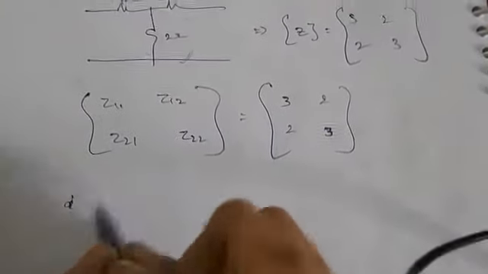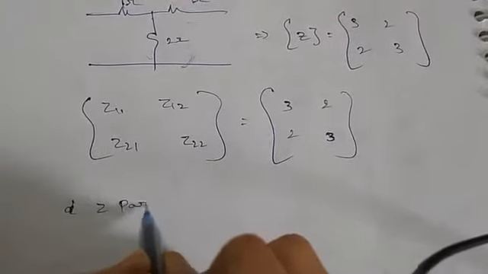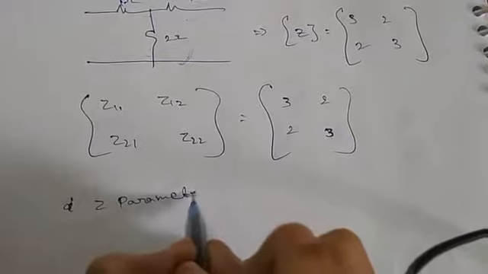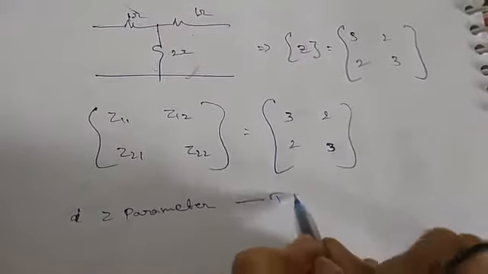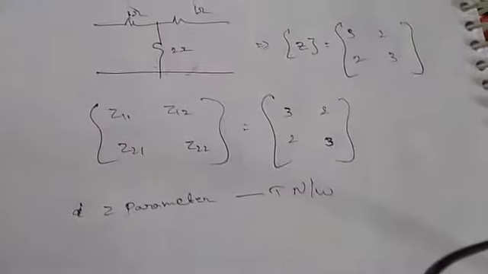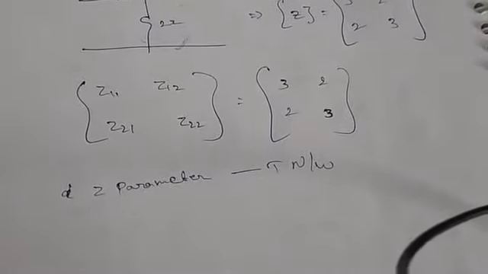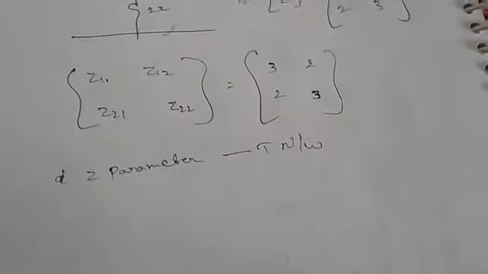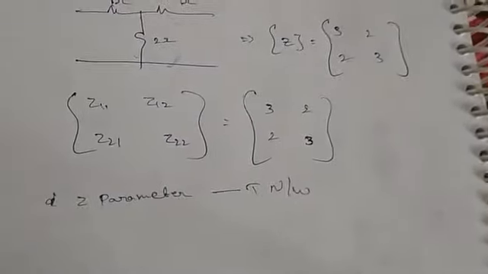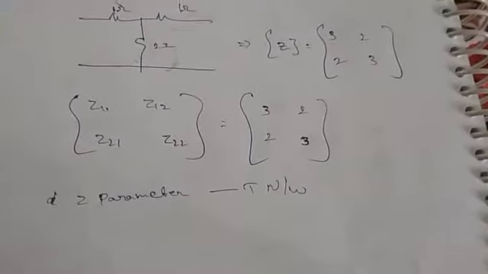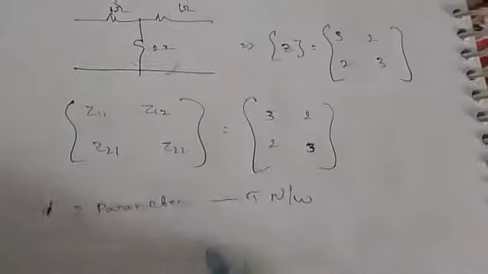Remember one key point: Z parameter calculation is very easy for a T network. Compared to your pi network and ladder networks, for a T network, Z parameter calculation is very easy.